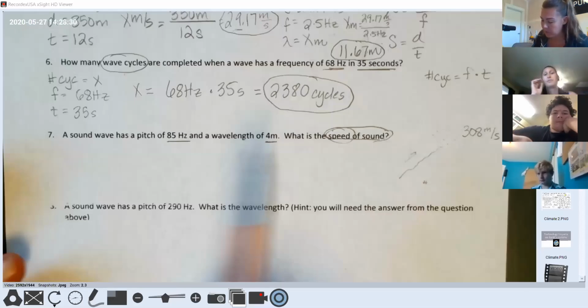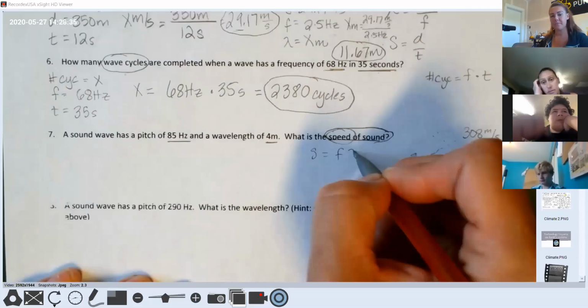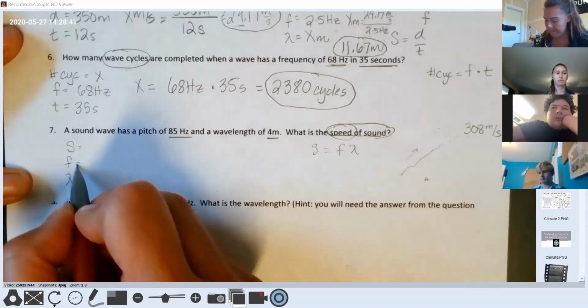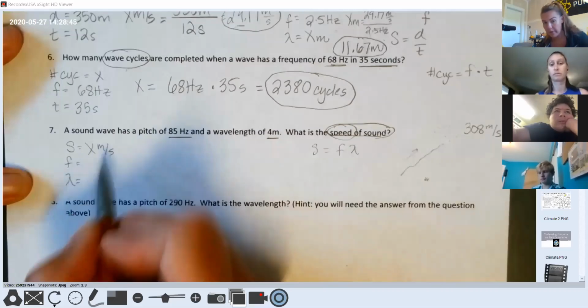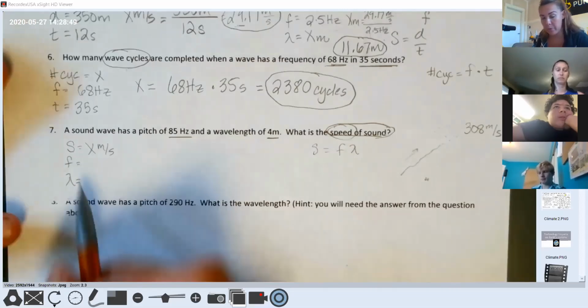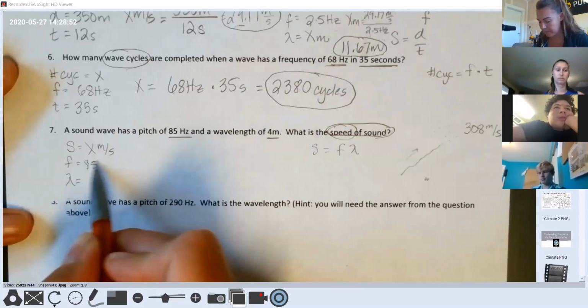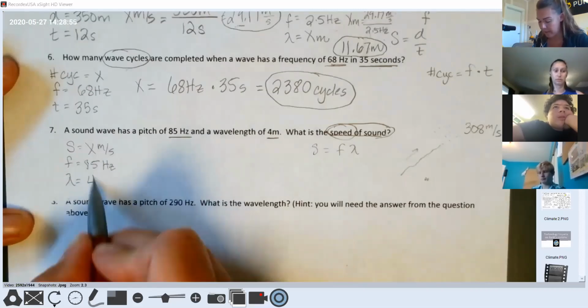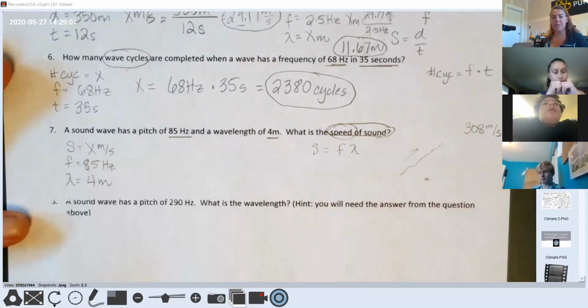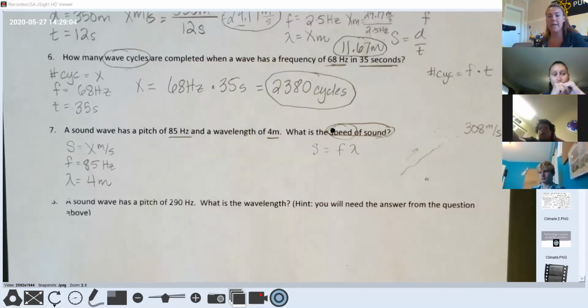So that's going to be speed equals frequency multiplied by wavelength. So we're going to need a speed, a frequency, and a wavelength. And we're looking for the speed of sound in this case. But any wave, you can find its speed, but in this case, we're talking sound. Frequency is 85 hertz. And the length of the wave is 4 meters. So we are going to use speed equals frequency times wavelength here. And that is going to tell us the speed of sound.